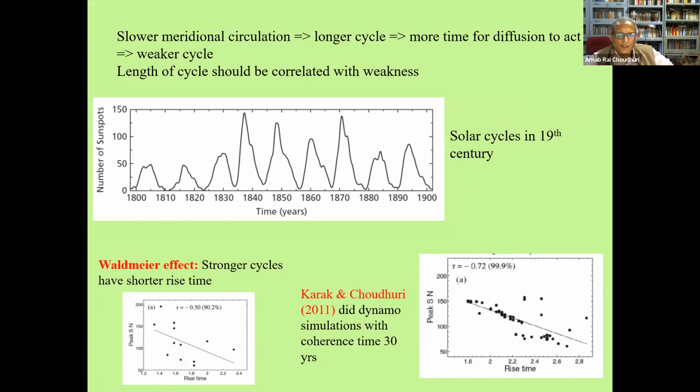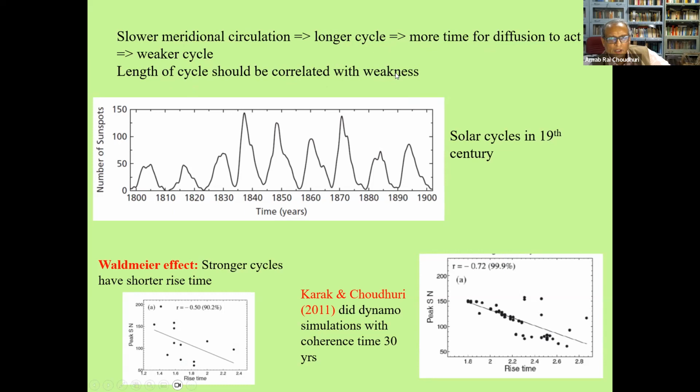So as we have pointed out, if at some time the meridional circulation has slowed down, that will make the cycles longer. And if cycles are longer, then there will be more time for diffusion to act. As a result, that will try to make cycles weaker. So our prediction is that the longer cycles should tend to become weaker, and the opposite is that shorter cycles should become stronger. So is there any observational evidence for that?